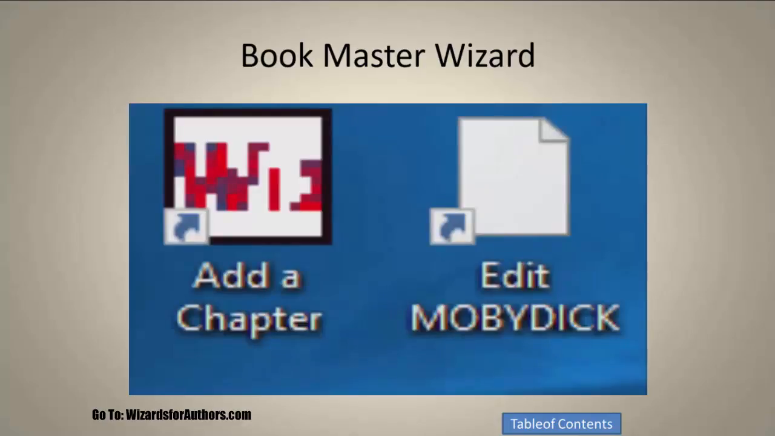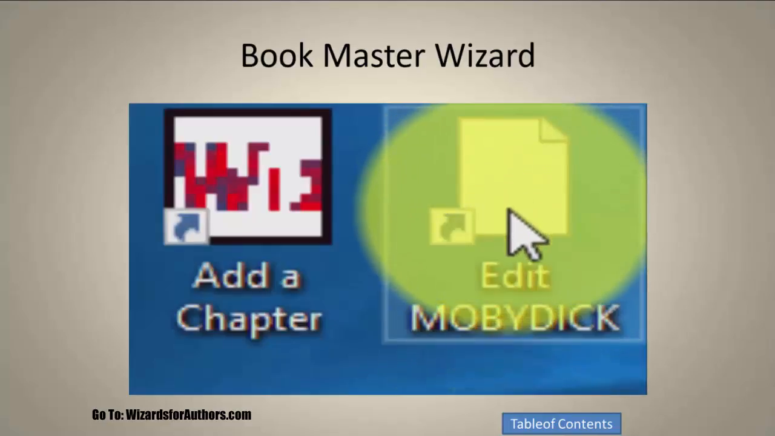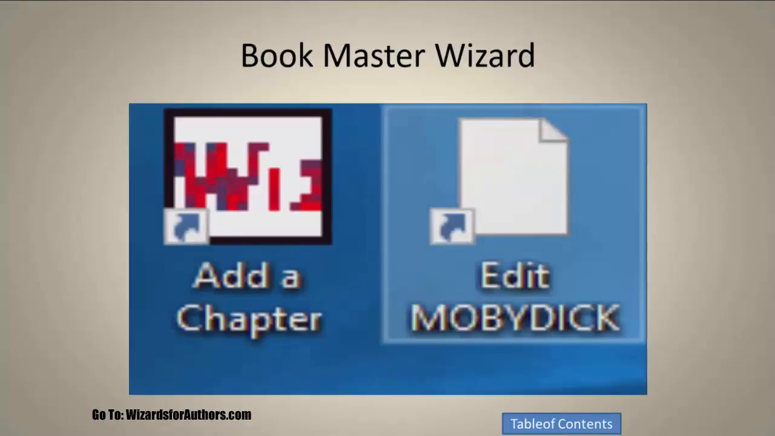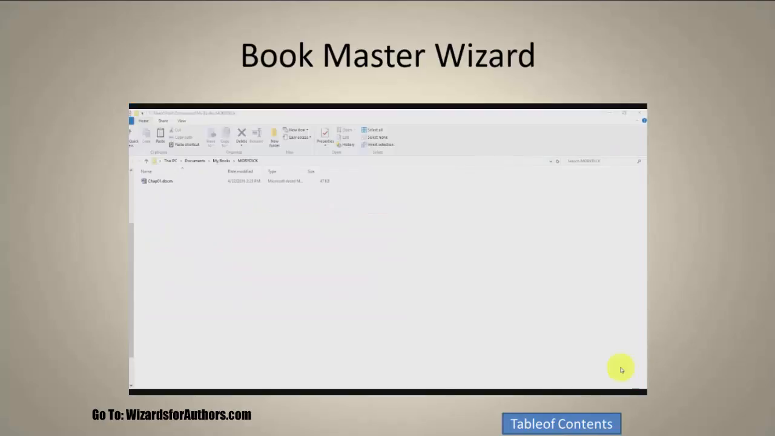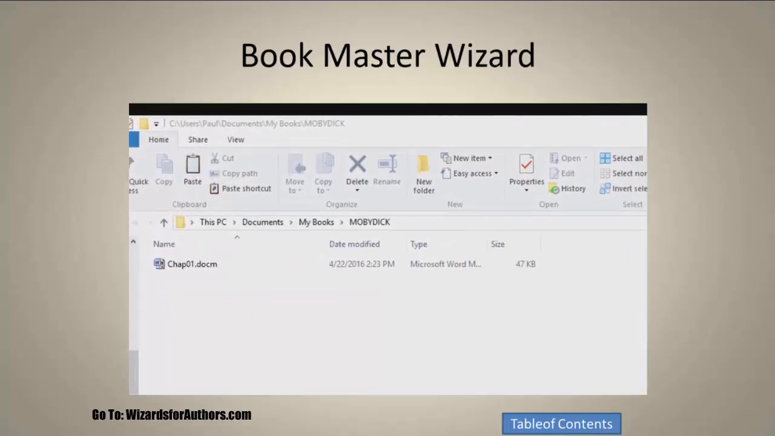If you look on your desktop, you'll find two icons that look similar to the one shown on the screen. The icon on the left, Add a Chapter, if you were to double click on it, will open up the Add a Chapter wizard. The icon to the right, Edit Moby Dick, will open up the folder that contains all of your files related to Moby Dick. I'll do that and show you what it would look like. Here you can see the File Explorer image and Chapter 1 DOCM in our Moby Dick folder.